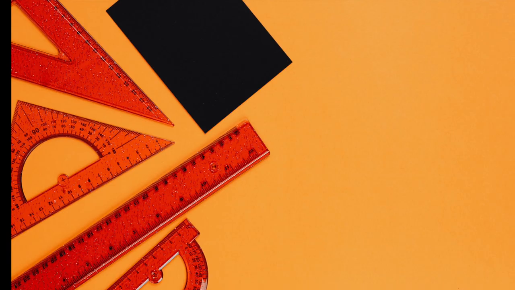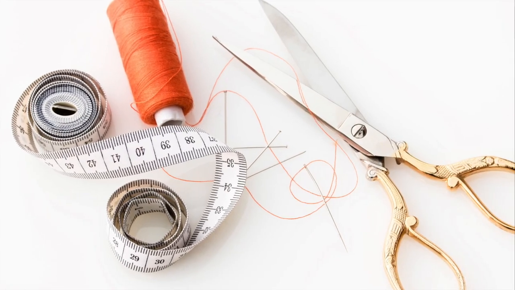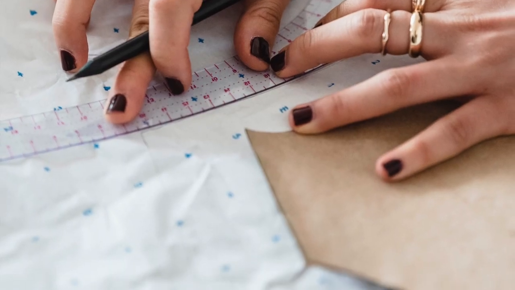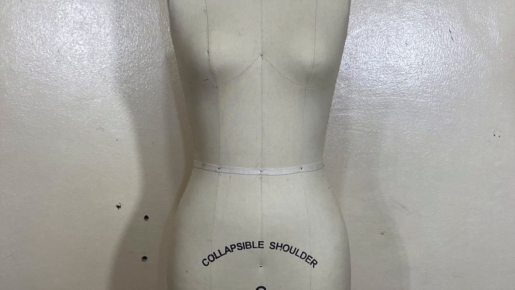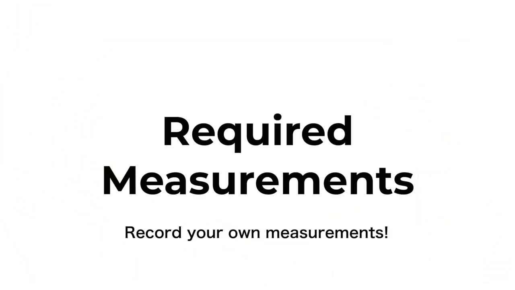These are the tools and the materials that I'll be using for this tutorial. Pencil, fashion rulers, measuring tape, fabric scissors, paper scissors, pattern papers, and a dress form or a model. Next, get these required measurements.